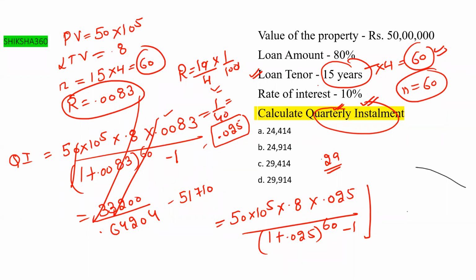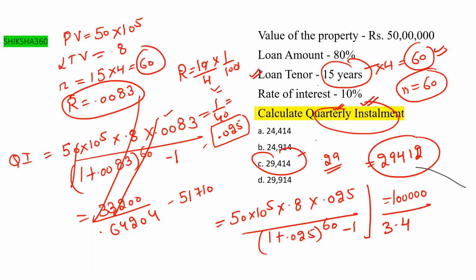What will we get here in the numerator? I think we will get 1 lakh. And in the denominator, 1.025 power 60 minus 1 is 3.399, basically we can say 3.4. So we get the approximate answer 29,412. Option number C is the answer here.